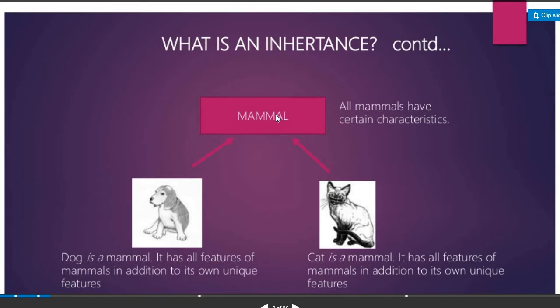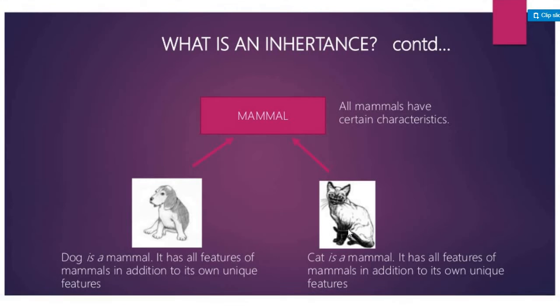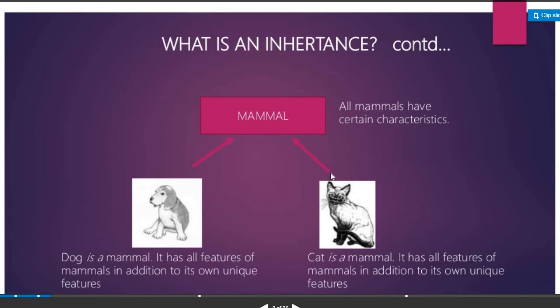All mammals have certain characteristics. So mammal is a base class, then dog is a mammal, so it is a derived class, and this is a cat. Cat is a mammal. It has all features of mammal in addition to its own unique features. So in this way we have two derived classes from one base class.